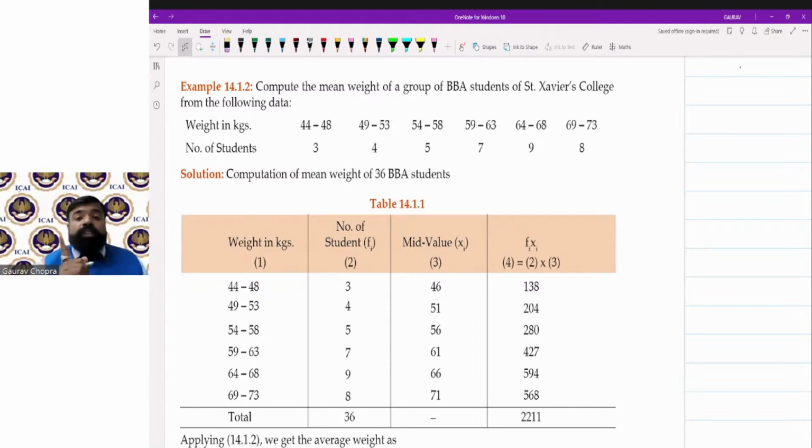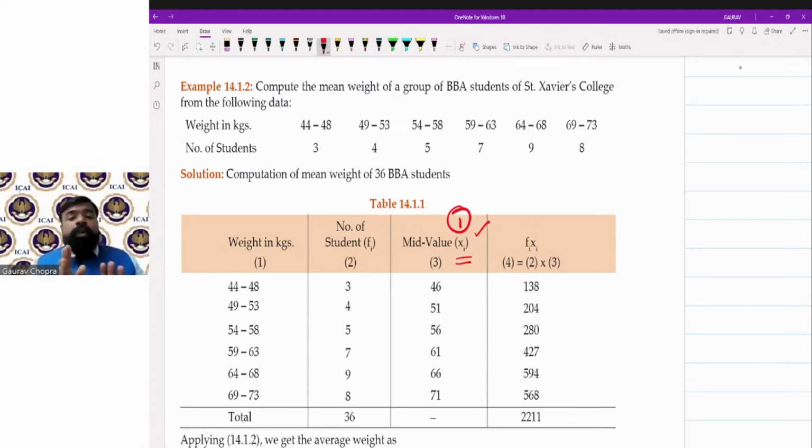So the first step is what? Always calculate mid value first. So the first step which we are doing here is to calculate the mid value. So how is mid value coming? 44 plus 48 upon 2. Lower limit plus upper limit divided by 2. So first step is mid value.